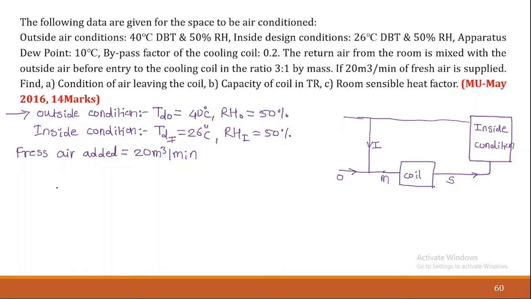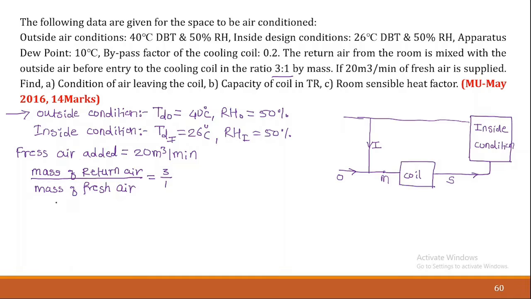Along with this, we have been given the ratio of mass of return air divided by mass of outside air. That ratio is given to us. How much return air and how much fresh air is there? We can write mass of return air to mass of fresh air equal to 3:1, as given to us.